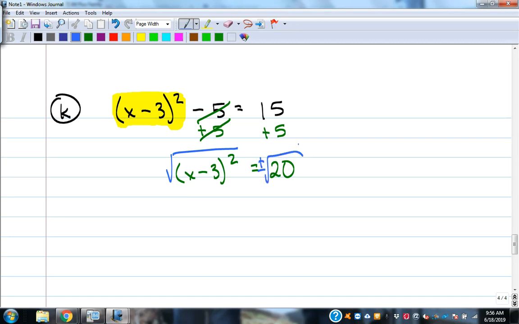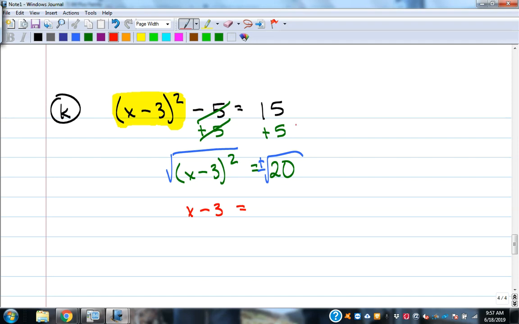Plus or minus on the number side. What happens on the left side is that the squared goes away and we're left with just the stuff that's underneath, that x minus 3. On the right side, we've got to simplify that if we can. If it were a good number like 16 or 25 or something like that, I would get that number. But it's a 20, so it doesn't have a nice square root.